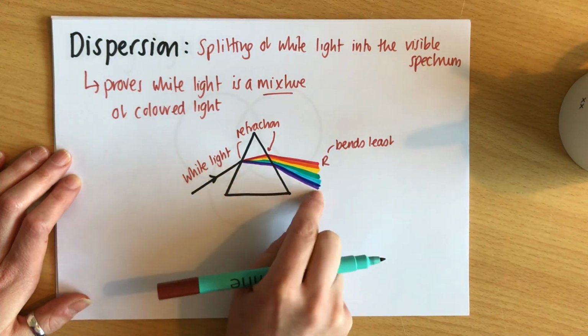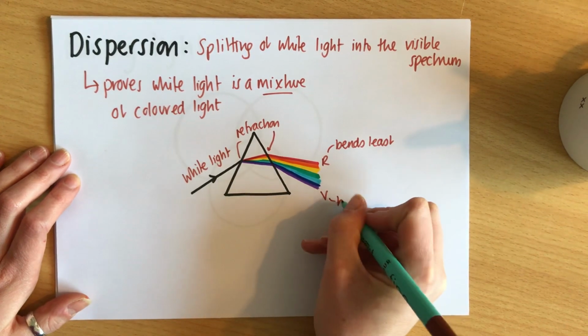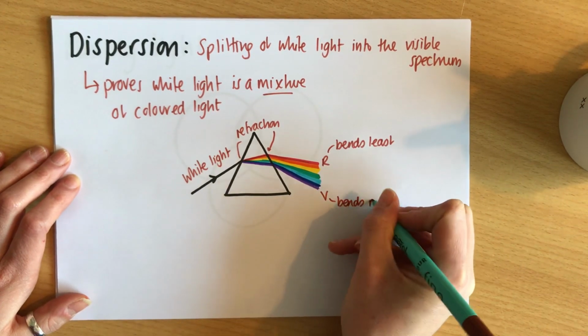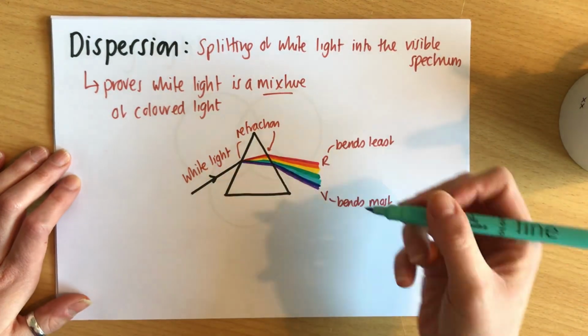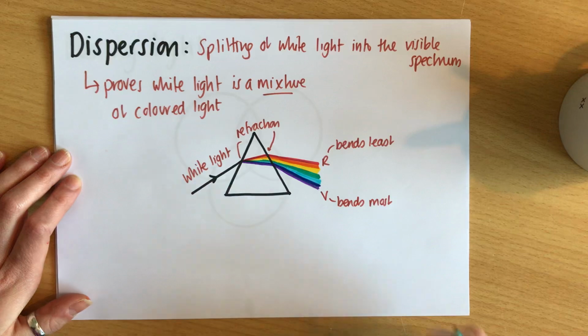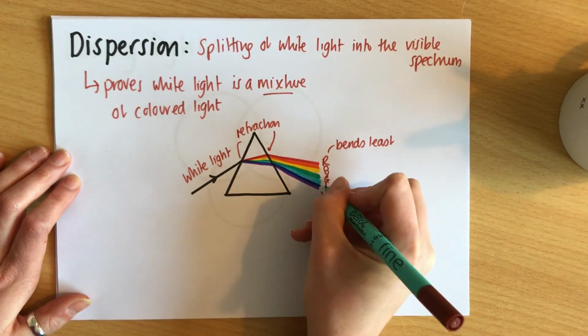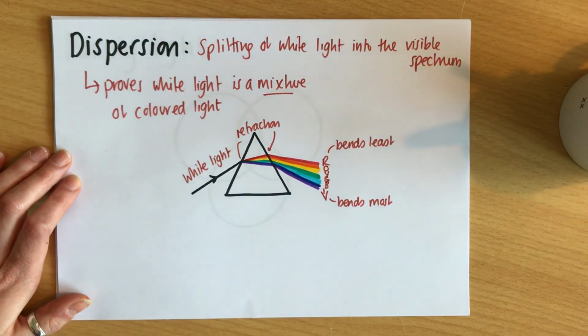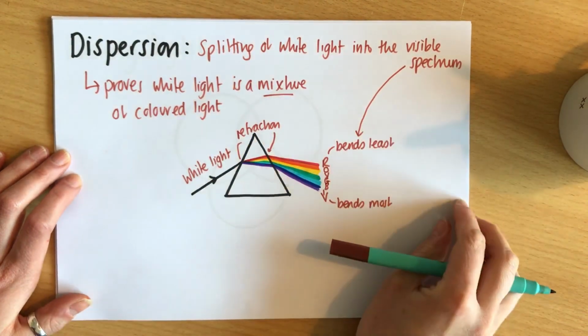Whereas the purple light, you can see the purple light bends a lot more. So the violet light at the bottom bends or refracts the most. And the other colours in the spectrum, they bend by varying amounts. Now, you should know these colours. They're the colours of the rainbow. We have red, orange, yellow, green, blue, indigo, violet. And in this order, these make up something called the visible spectrum.